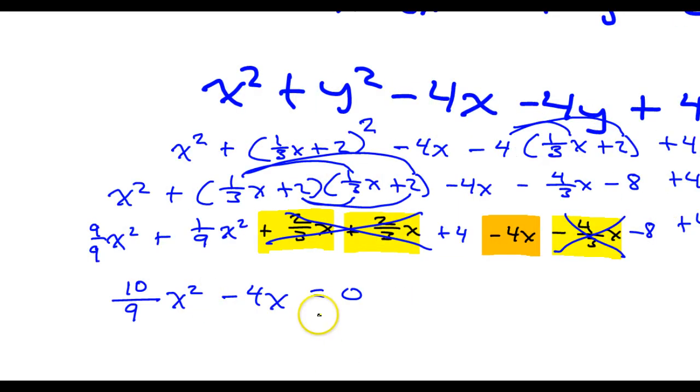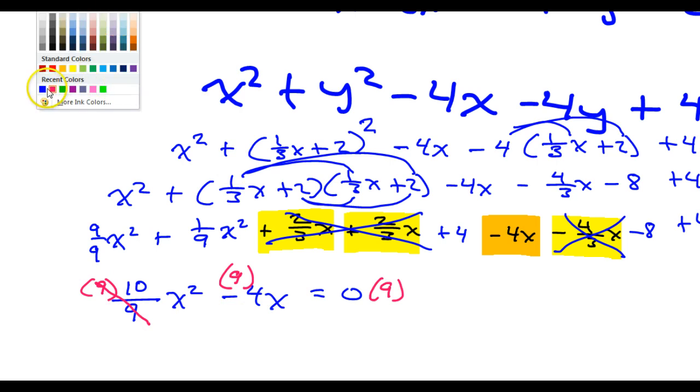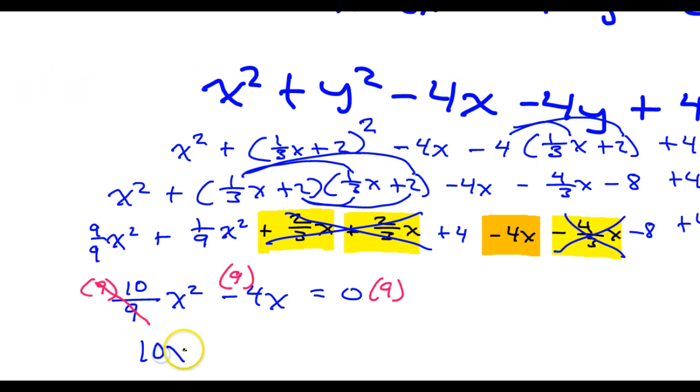Okay. Now, there's a couple different things I could do, but the presence of this fraction is sort of bothering me. So I would like to get rid of the fraction. I'm going to do that by multiplying everything by 9. Okay, and multiply everything by 9. These 9s are going to cancel out. That's going to leave me with 10x squared minus 36x is equal to 0.